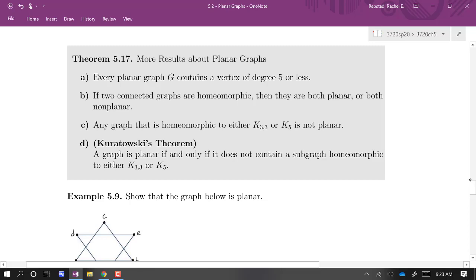And here's a big one, Kuratowski's Theorem. A graph is planar if and only if it does not contain a subgraph homeomorphic to either K3,3 or K5. So the graph itself doesn't have to be homeomorphic to K3,3 or K5, but if it just has a subgraph that is homeomorphic to either K3,3 or K5, we know that it is non-planar.